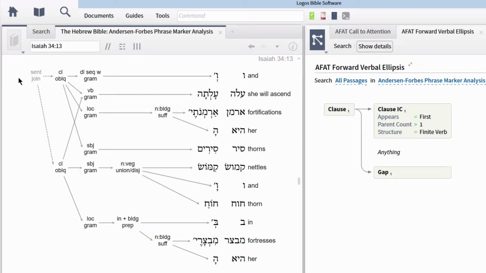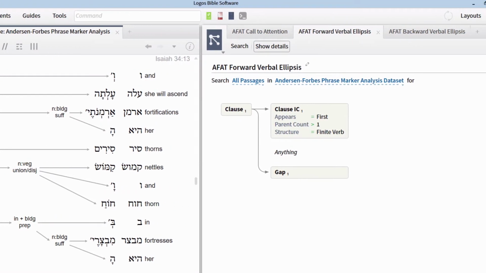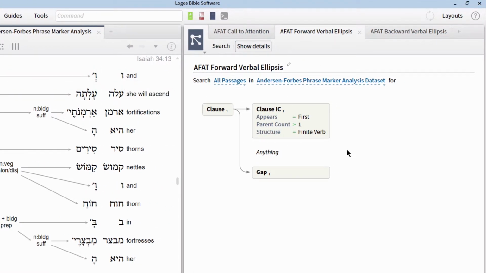Backward verb ellipsis is just the other way around. We can find the instances of this occurrence using a multi-level syntax query. You can see the syntactical construction for forward ellipsis here. This is a fairly simple construction on face value, but there is quite a bit of complexity going on behind the scenes to build this.